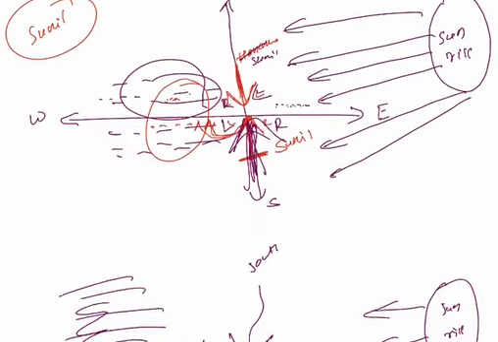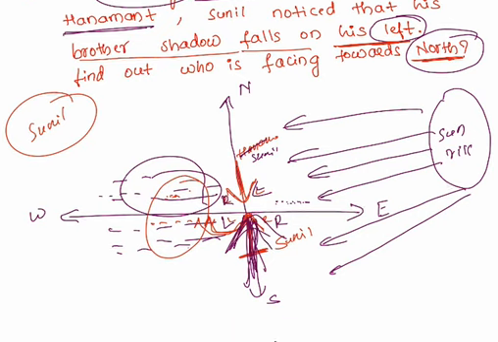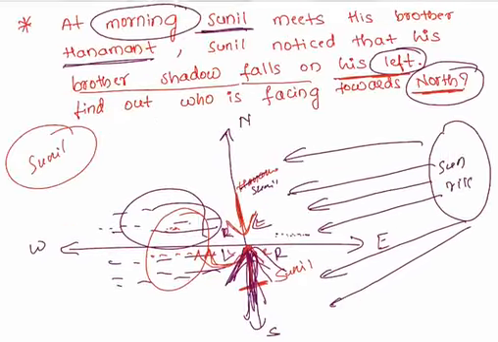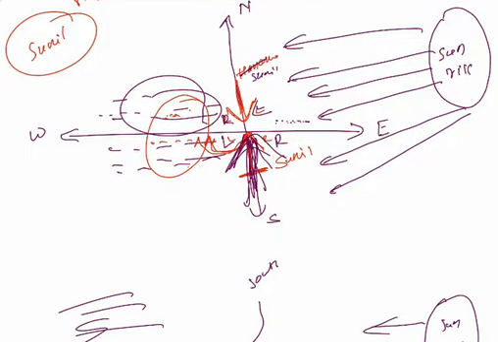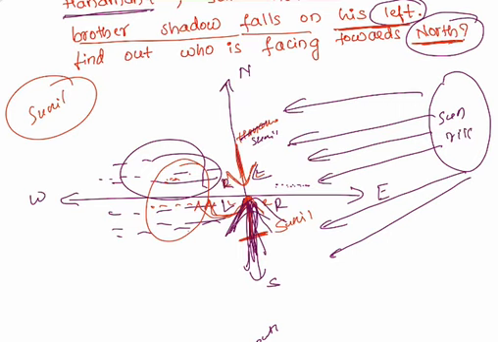The answer is Sunil. Sunil is facing towards north. Put anyone and check whether the shadow is falling on the left or right. Okay, next question. Kiran moves 5 kilometers towards south. I think you got clarification on the previous question. If you did not, you may comment and I will solve it again in a different method.